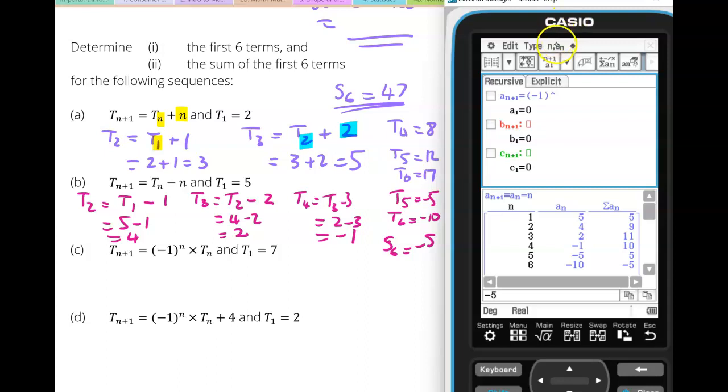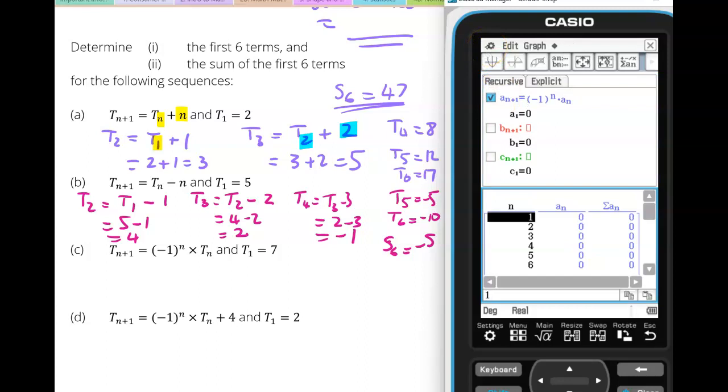And then you've got to go in here and tap in n. And then we want to times that by Tn. So back in there again to get your Tn. Check it, call up your table. Oops, except I forgot to change the first term, which is 7.